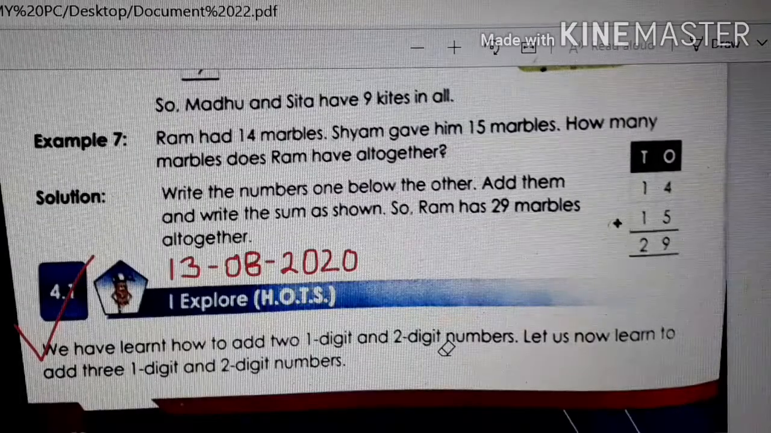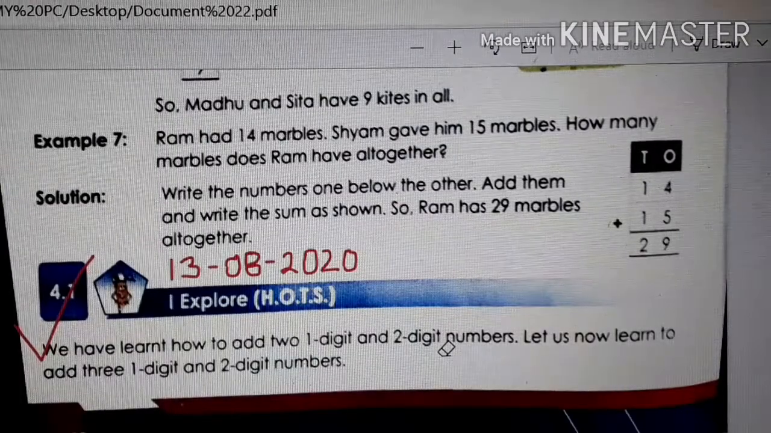Before starting I would like to inform you that our unit test will start. The syllabus which is going to come is, children, after the PT1 test, whatever chapter is covered will come. Like now addition is going on, so the addition chapter will definitely come. So let's start.